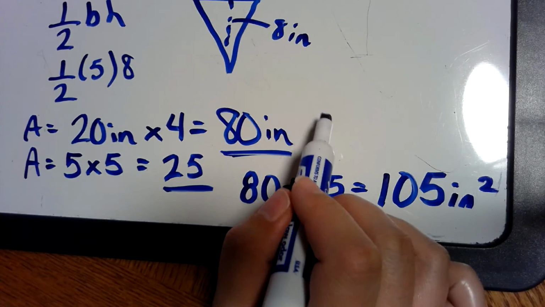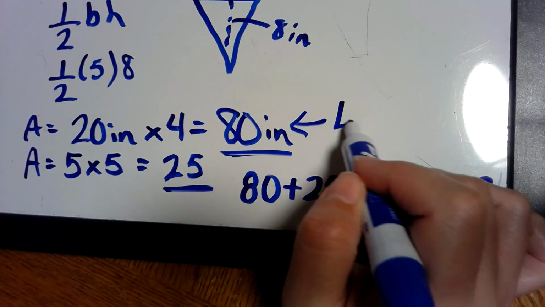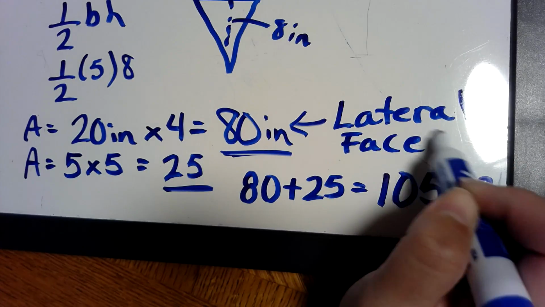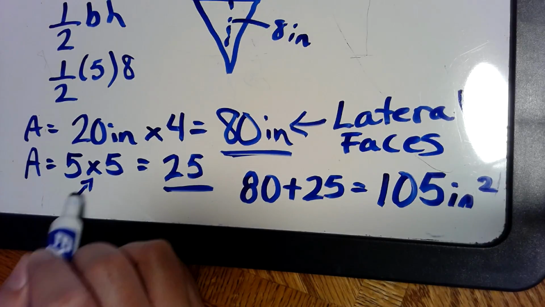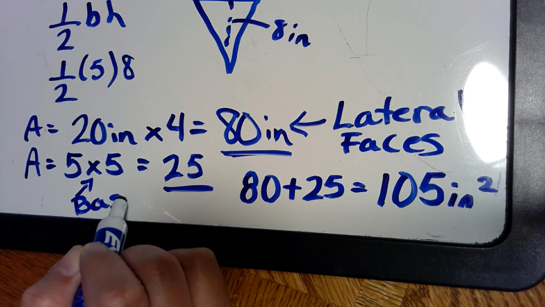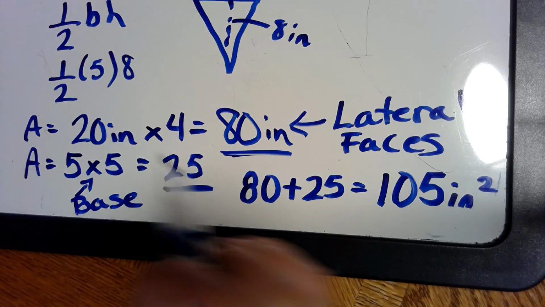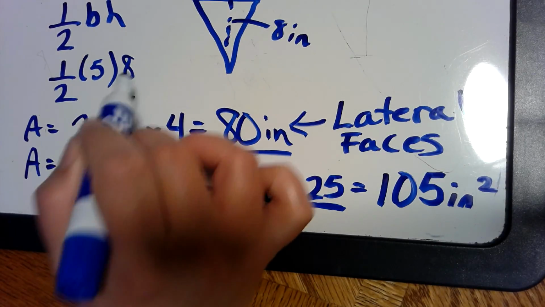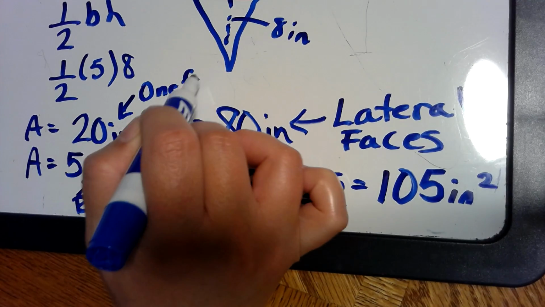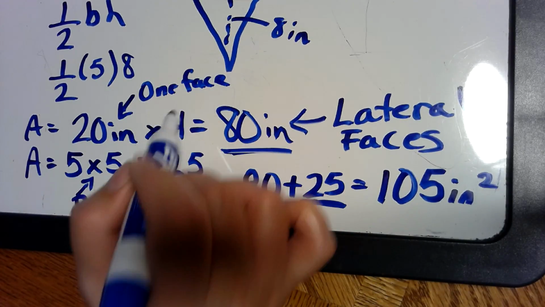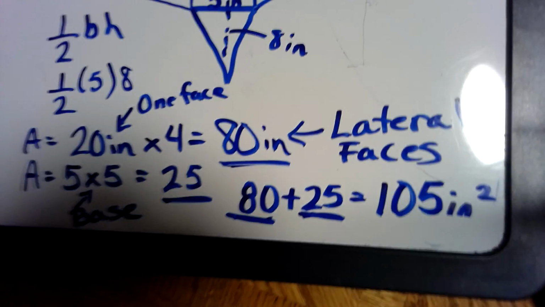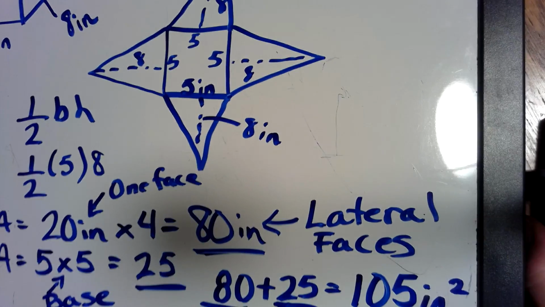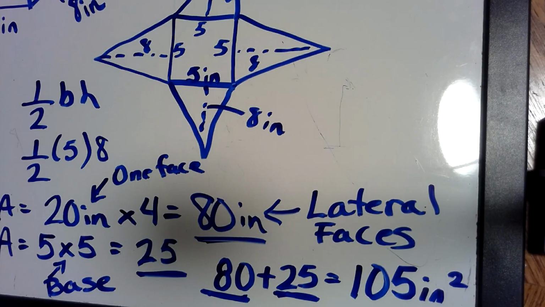Okay, so remember, this was the lateral faces, and this was finding the area of the base. Okay, and then you take the sum of those. So this was just one face, one lateral face, and then we times it by 4 because there were 4 of them. All right. So if you want to, you can pause and finish up copying those notes, and then we're going to look at another example.